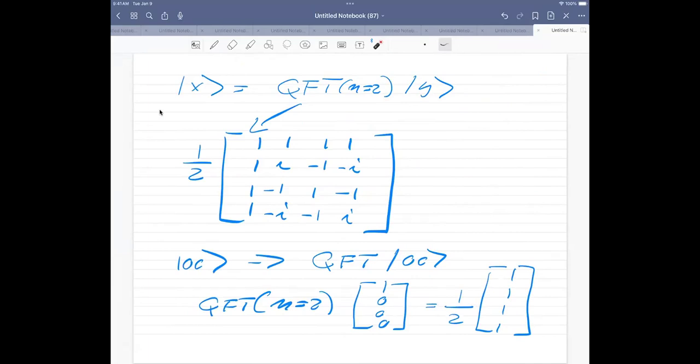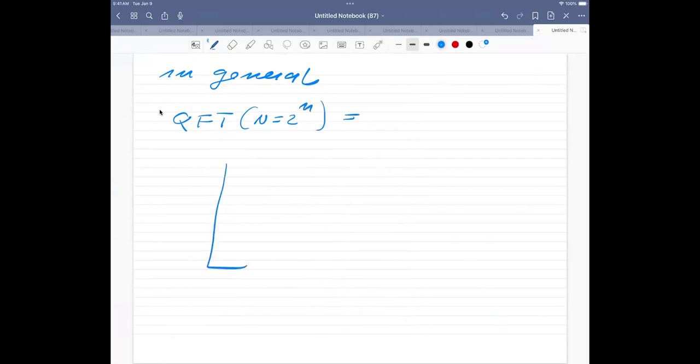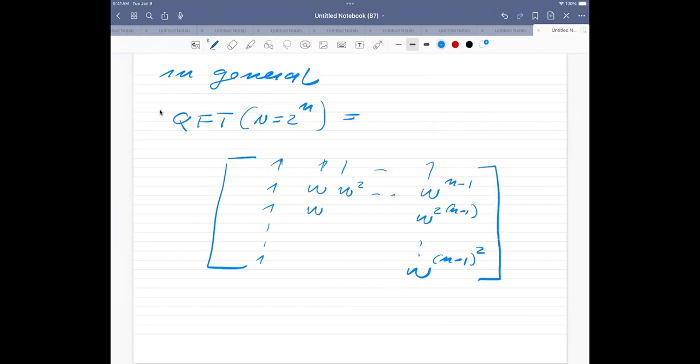So in general, if we do a QFT, we will have a QFT matrix for n equal to 2 to the power of n, which is equal to the following. We have all ones in the first row, then 1, and then an omega, and then an omega squared, up to an omega of n minus 1. Here we get an omega of 2n minus 1. And finally down here we have omega of n minus 1 squared. And here we would get omega squared. Here we have omega to the power of 4. And down here we have omega to the power of n. This should actually be n minus 1 here.